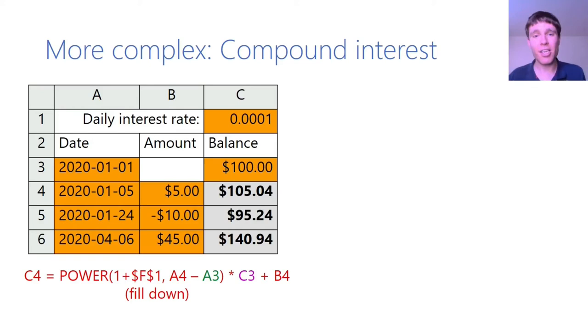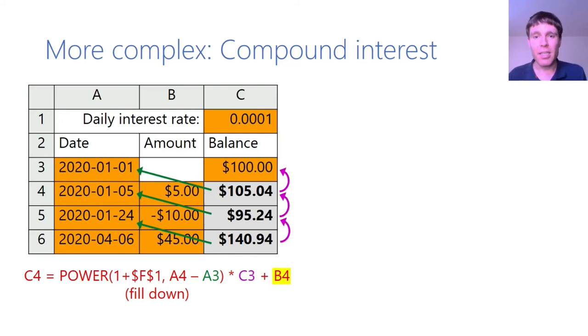Here's a sheet containing the transaction history for a bank account with interest compounded daily. To compute the balance after a transaction, first we apply the interest to the previous balance based on the number of days since the previous transaction. Then we add the amount of the current transaction. This example presents two new problems for the array programming approach.